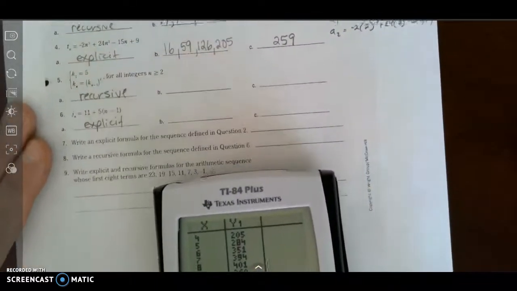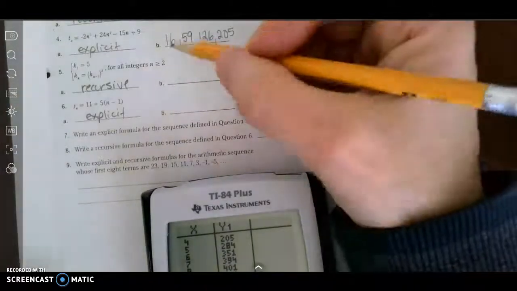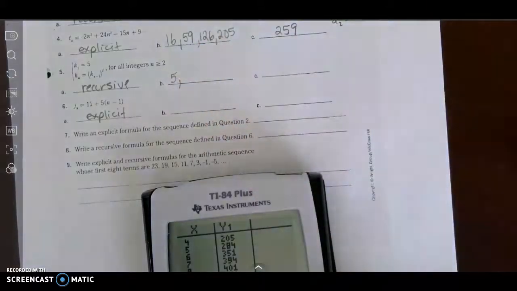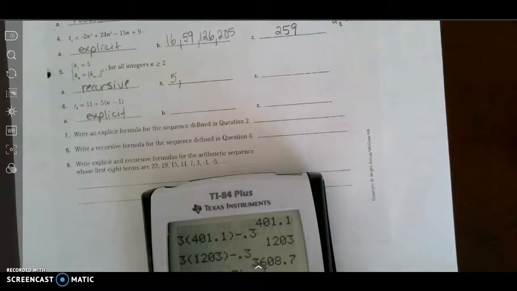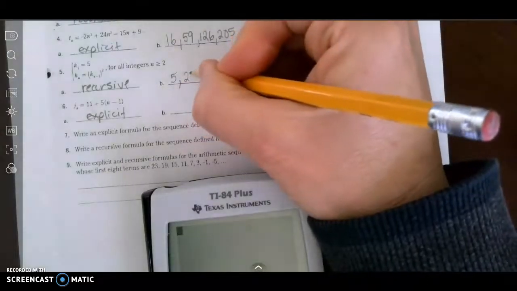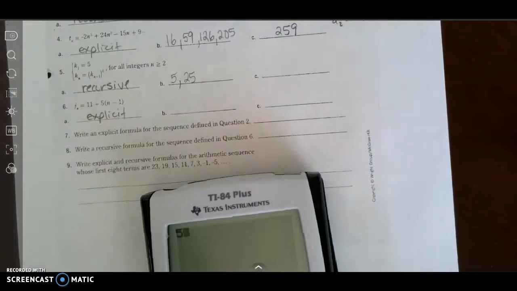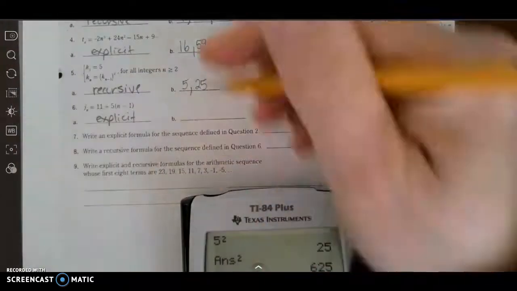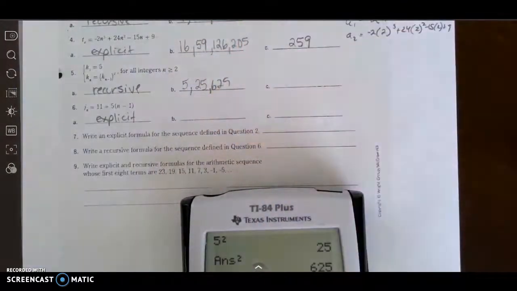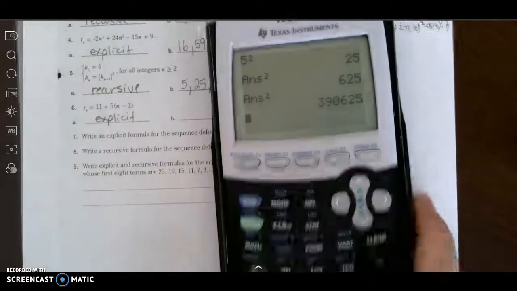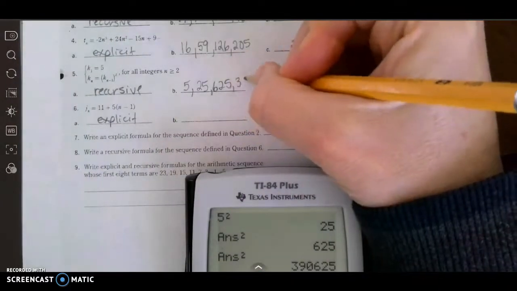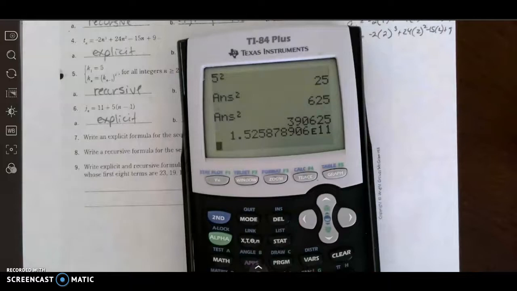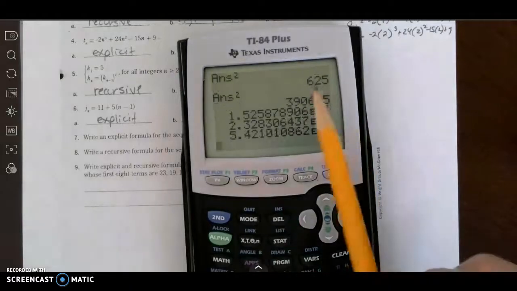Right. Let's go to number 5. Number 5 says your first term is 5. And then you square to get the next term. So that would be 25. And then I have 5 squared, I got 25, square that, and I get 625. Square that, I get 390,625. If I square that, I start getting numbers that are going to be really hard for me to write.